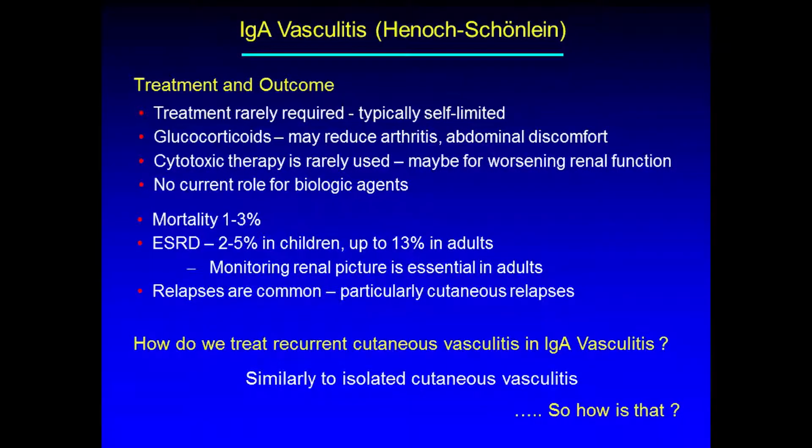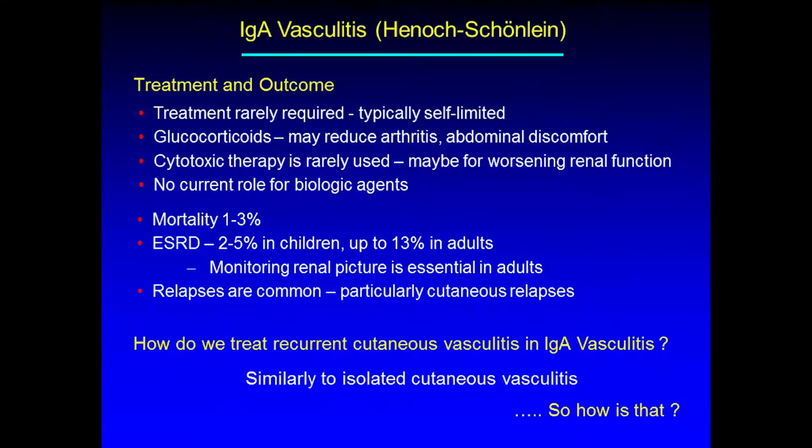There's some data to support that glucocorticoids may reduce the arthritis and abdominal discomfort. And in contrast to what we talked about with GPA and MPA, cytotoxic therapy is rarely used, maybe for those that have a more progressive loss of renal function. And there's no current role for biologic agents. This is associated with a low rate of mortality.